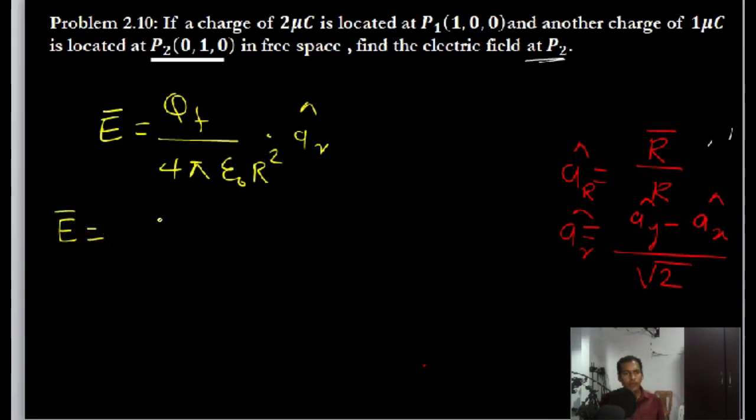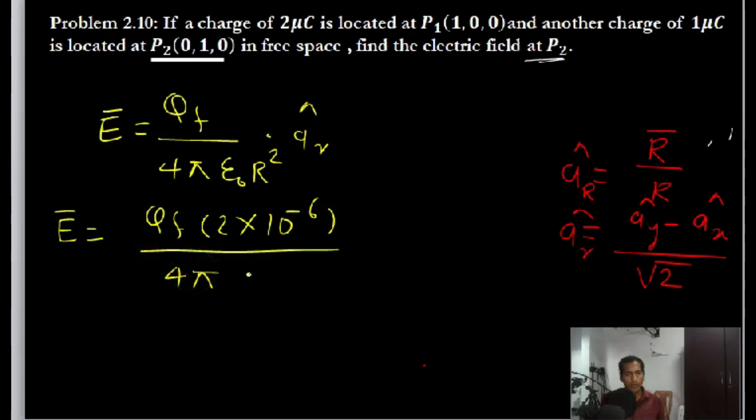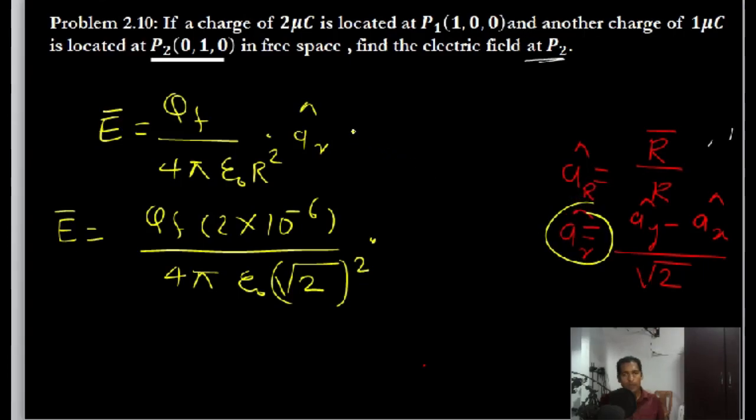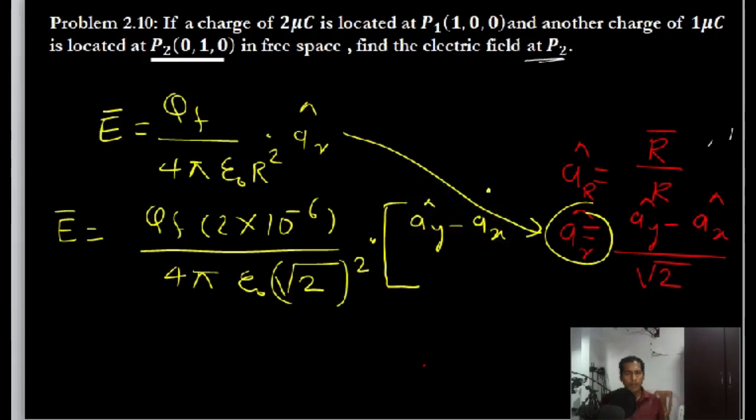So the available values we will put. E bar will be equal to QF, and QF is 2 into 10 to the power minus 6, divided by 4 pi, epsilon naught, which are constants you can keep in the calculator, and R squared, where R is root 2, so R squared is root 2 squared. Now we have to multiply this value by AR cap. So this AR cap we will keep here. What is this? This value into AY cap minus AX cap divided by root 2.